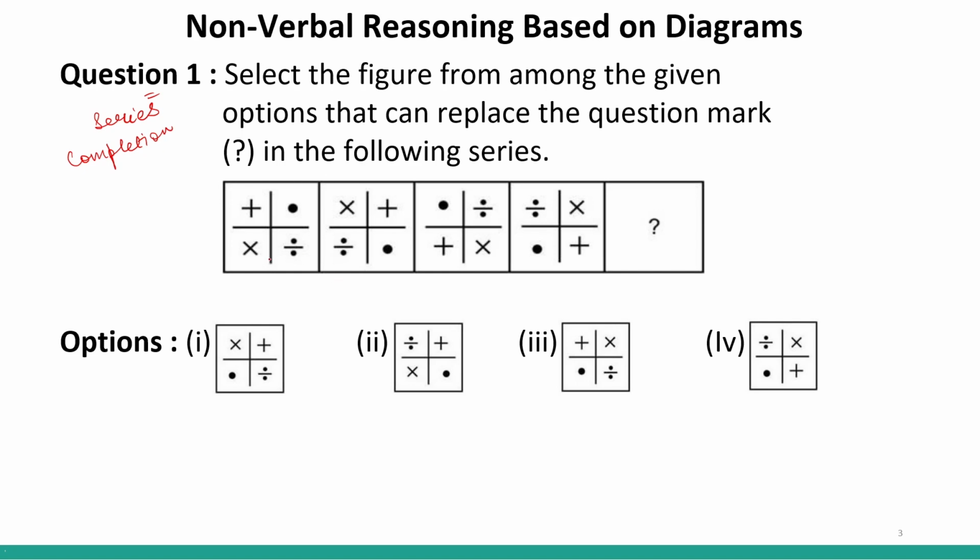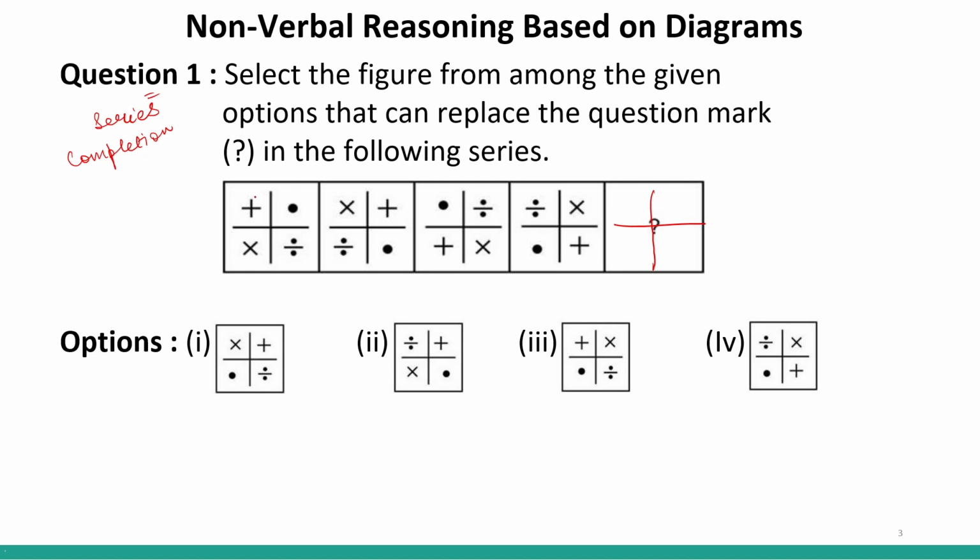Over here we are given 4 figures, and we have to find what will come in place of the 5th figure. So over here we have 4 elements. Now let us see how these elements are moving. Let us first look at the cross. This is constant. This will always come.